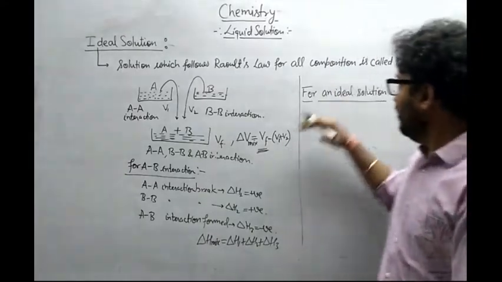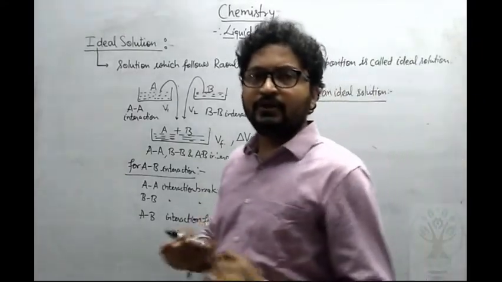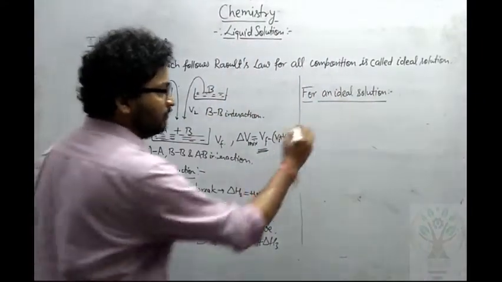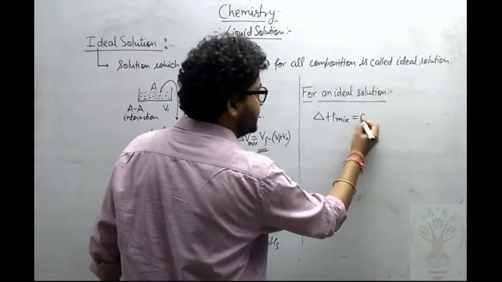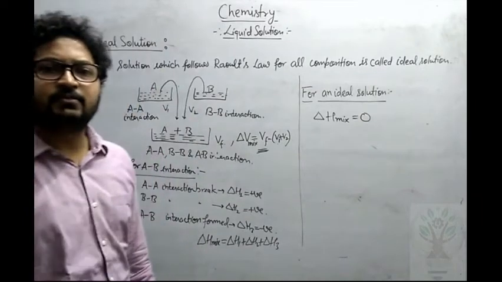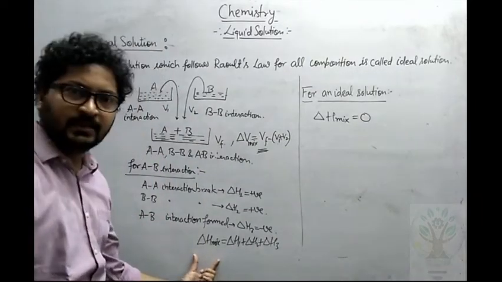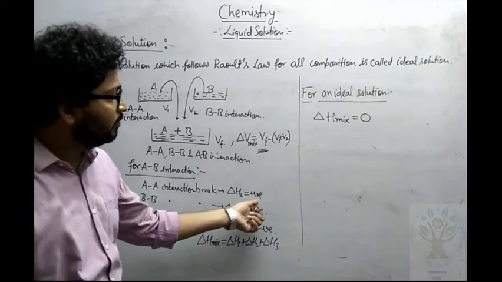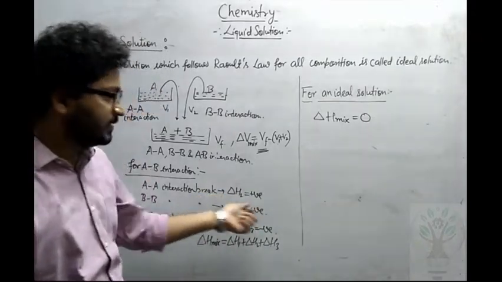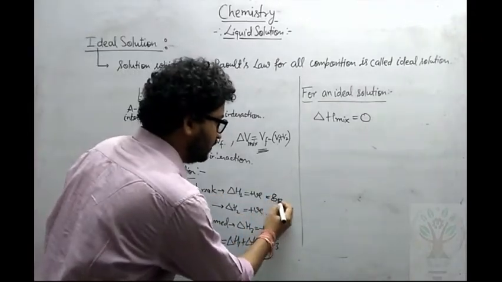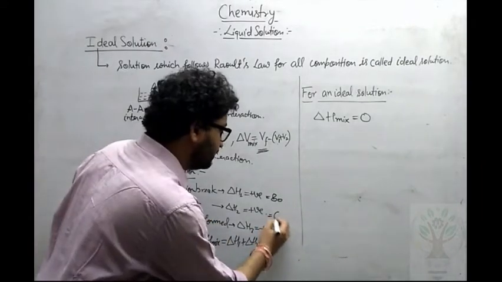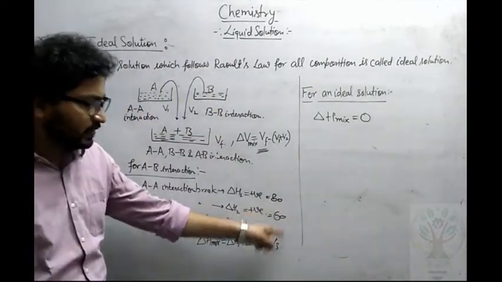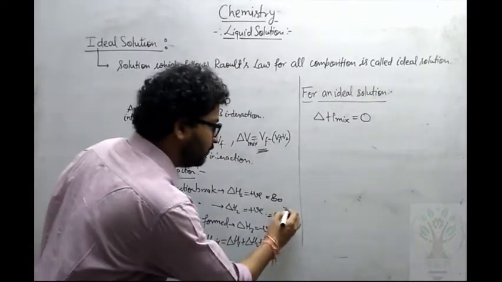Now, if you want an ideal solution, the first condition is that delta H mixing must be 0. Delta H mixing means, let's say the energy required in breaking the AA interaction is 80, and the energy required in breaking the BB interaction is, let's say, 60. So the total energy required for breaking the interactions will be 140.